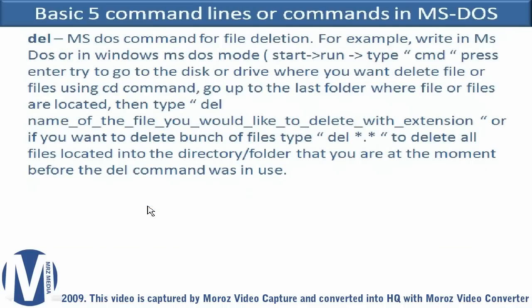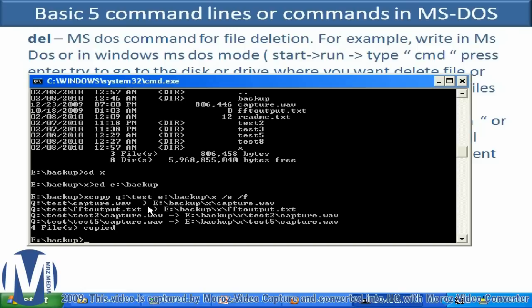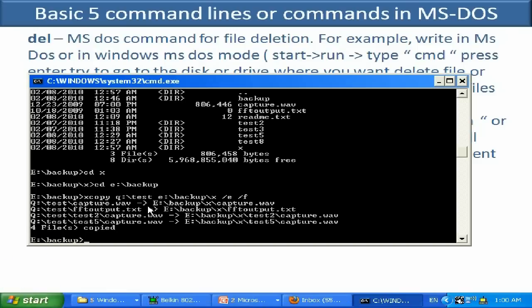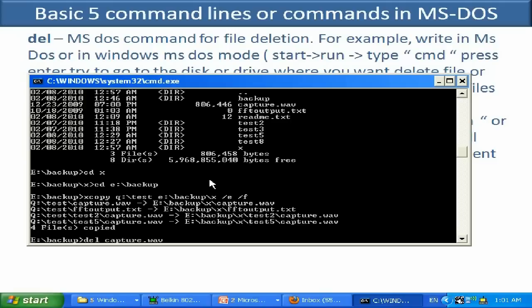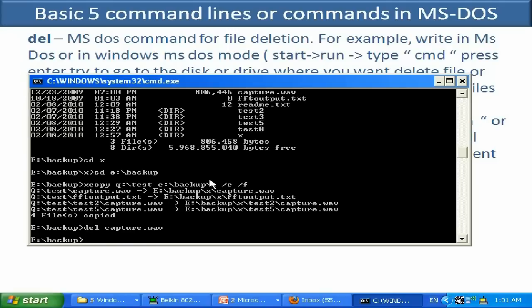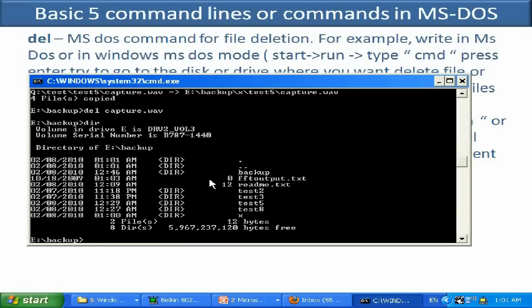Now, delete. The del command is the command to delete files from the hard drive permanently. So I'm gonna put del space, and let's say I would like to delete the capture.wav file in the backup folder. As I know I have that captured file in the backup folder, we'll click enter and nothing happened, but it deleted the file. And to find out, I'm going to type dir, and I'm not gonna see that file anymore, capture.wav.